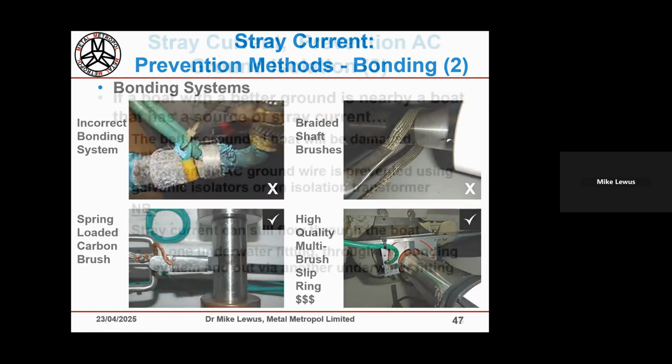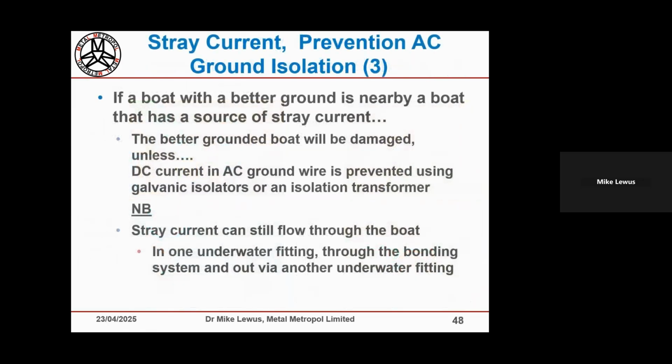I just highlight the prop shaft, but obviously with connections to other skin fittings, it's important to routinely check them, even if it's on a 6-month or yearly basis. Just make sure that everything's intact. Making sure you've got good ground isolation.